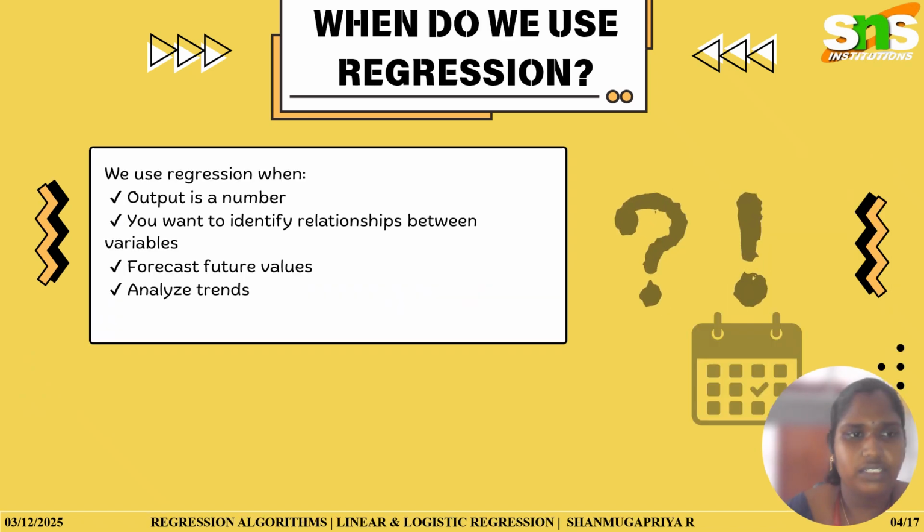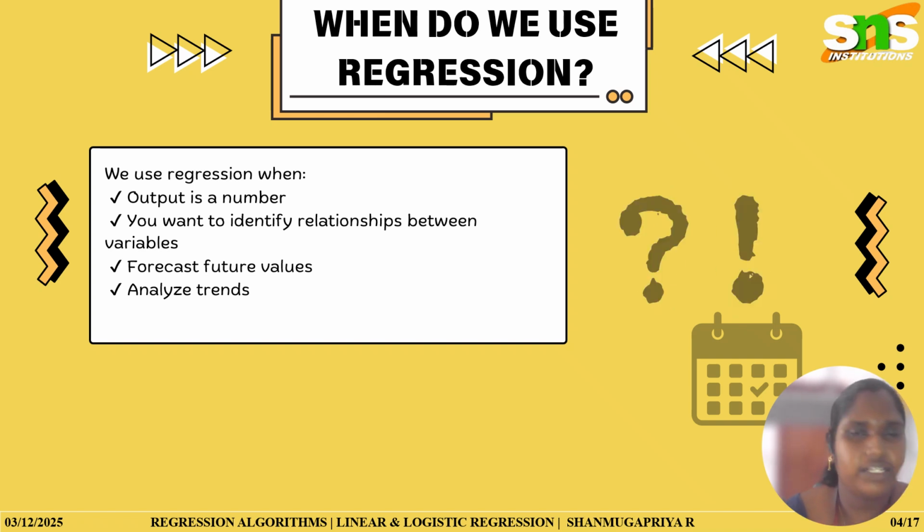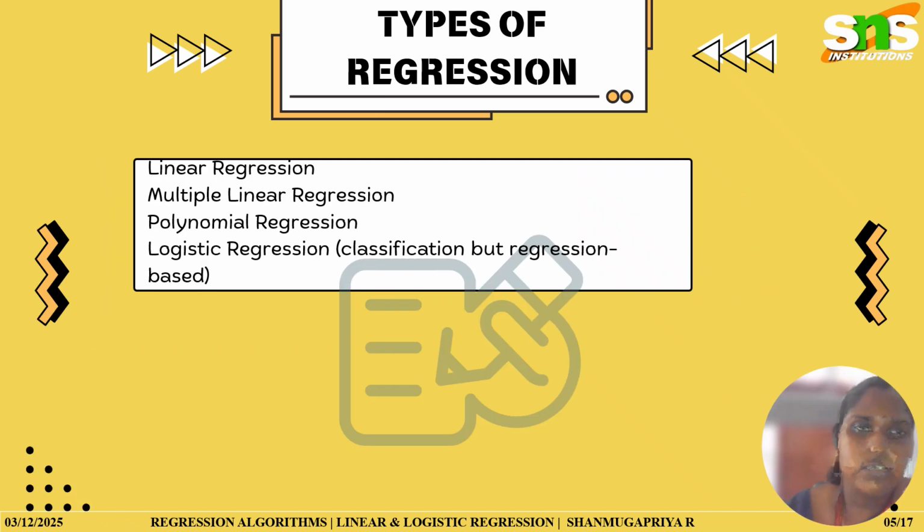So how do we use regression? By its output numbers and the relationships, forecasting future values and analyzing trends. The types of regression are linear, multiple, polynomial, and logistic. We are going to see clearly what these types of regression are, how we use them, and how we see and use them in machine learning.